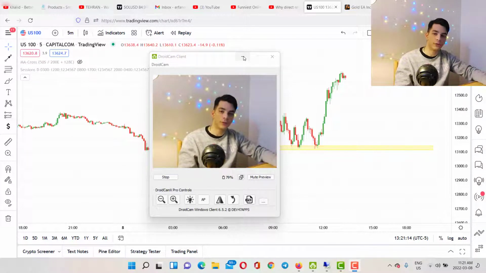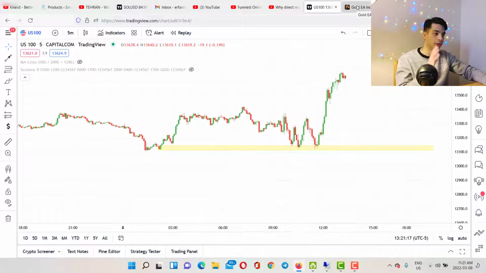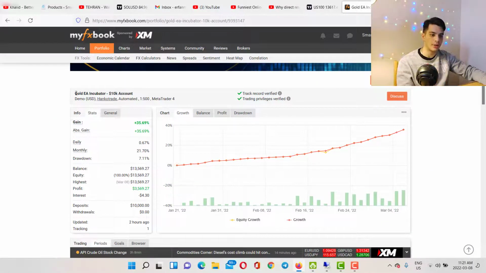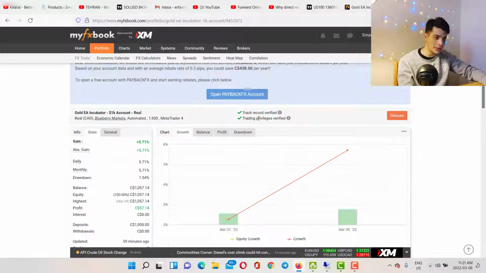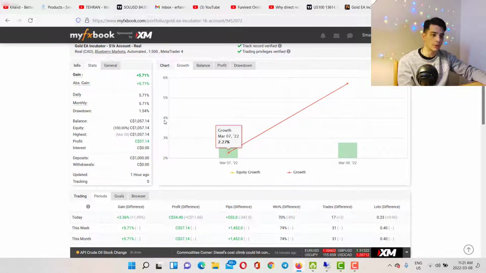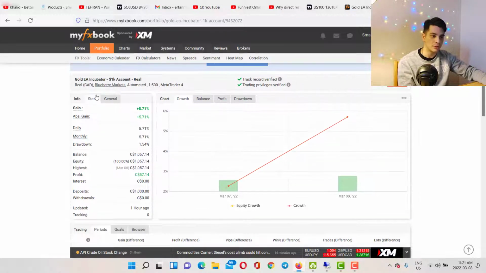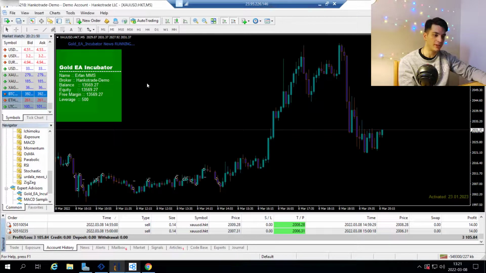So without any further ado, let's get into Goldie Incubator first. As you can see guys, I've been using it on a $10,000 account, and I installed it on January 21st. Today is March 8th, and we had over 35% gain. And the second account, which is a new account, I literally installed a few days ago, 2 days ago, on a $1,000 account, which is in Canadian dollars, a real one. We gained over 5.71% in almost 2 trading days, 5.71%. And I can show you everything on my VPS account as well.